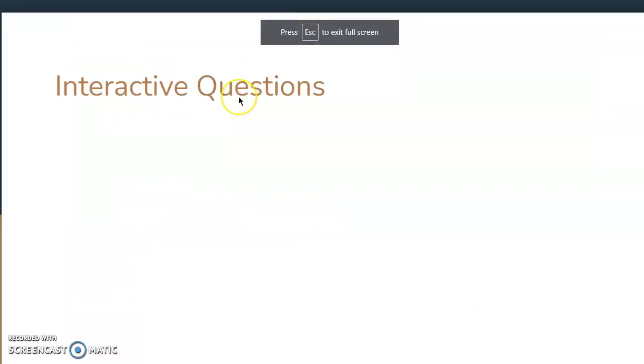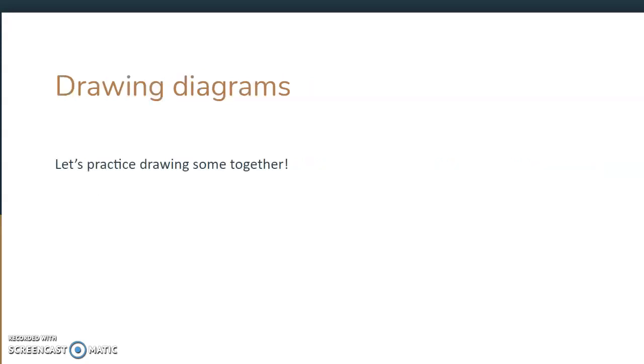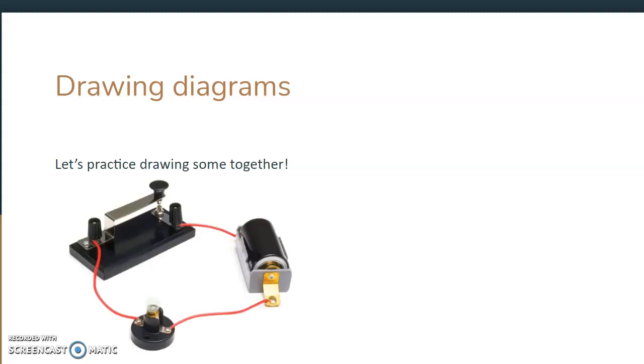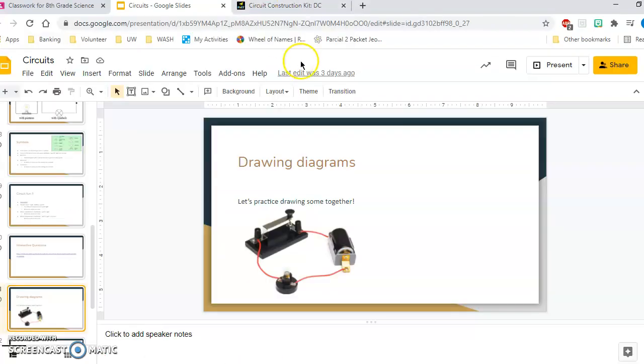Let's not get into resistors just quite yet. So this is a fun interactive question that I'm going to leave for you guys to do in our Google Classroom, because I want to get to drawing some of these examples together. So let's look at this. We have a light, a switch, and a battery. So let's try to draw that together.